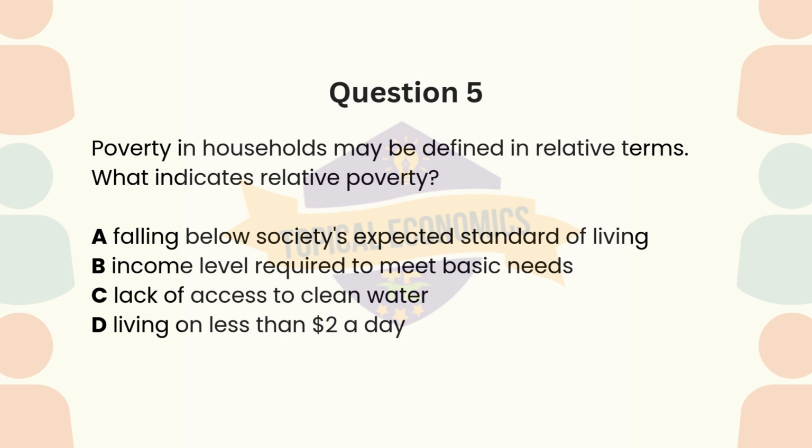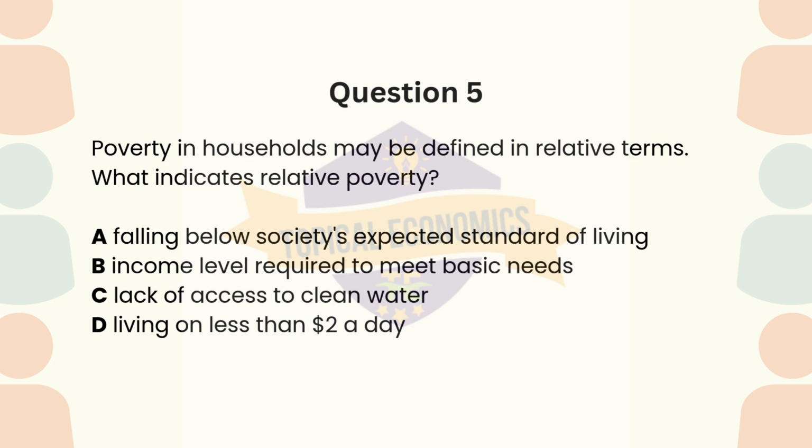Coming to the fifth question. This is from October-November paper 2021, version 2. Poverty in households may be defined in relative terms. What indicates relative poverty? The options are given. Now option A, falling below society's expected standard of living. So what is relative poverty? Relative poverty is defined in comparison to the broader society, meaning that individuals or households are considered to be in relative poverty if they fall below the societal standard of living, which can vary based on the context and location. So this option A looks correct.